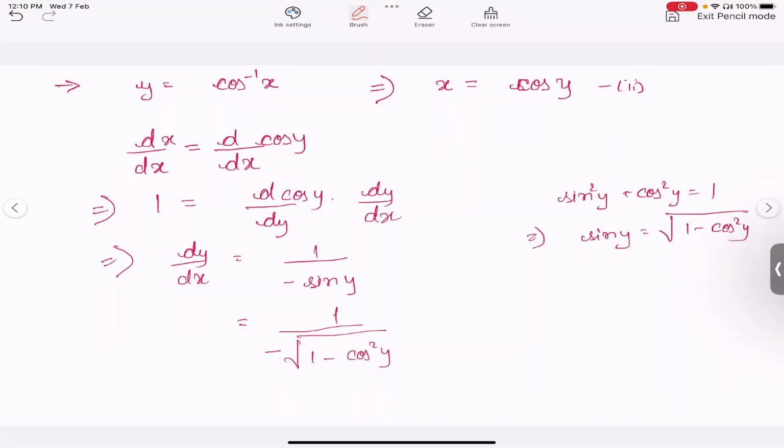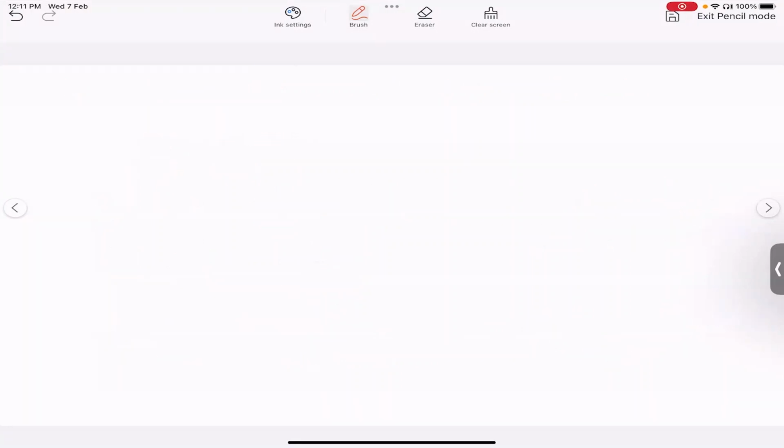And from 2, we already know that this minus can be written in the numerator if we rationalize it. So this thing will become minus 1 by the square root of 1 minus x square from 2. So this is the derivative of y with respect to x, where y is equal to cos inverse x.